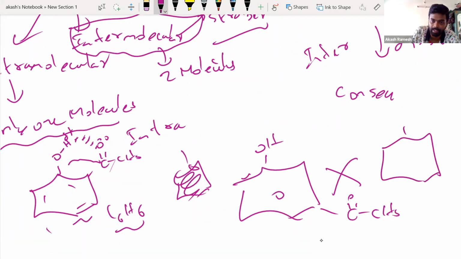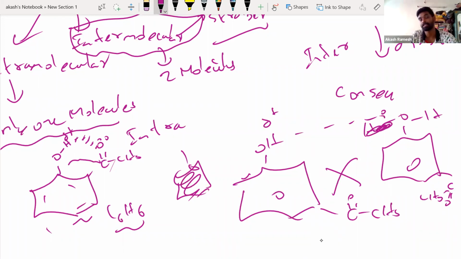How? Say COCH3, whatever. Now you see that the del positive hydrogen and the lone pair can have hydrogen bonding. This is intermolecular. But for intramolecular to happen, these two should be very close to each other. Only if they are on the next atoms, then it is possible.